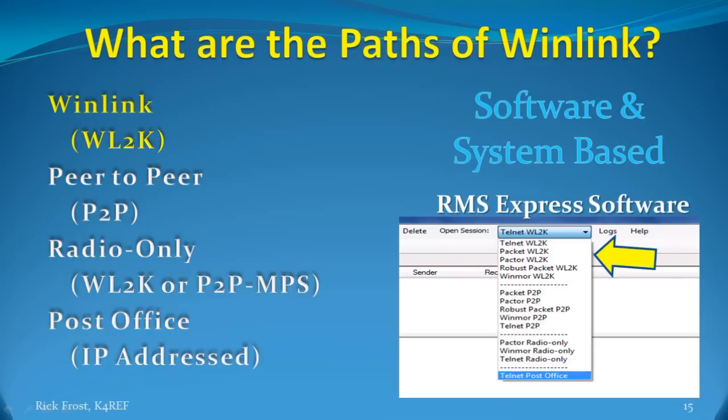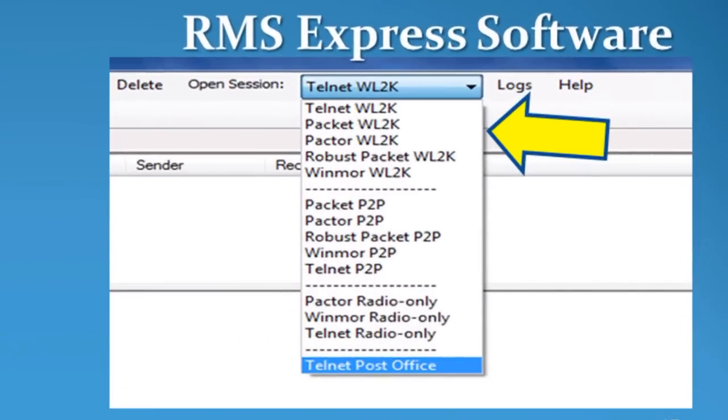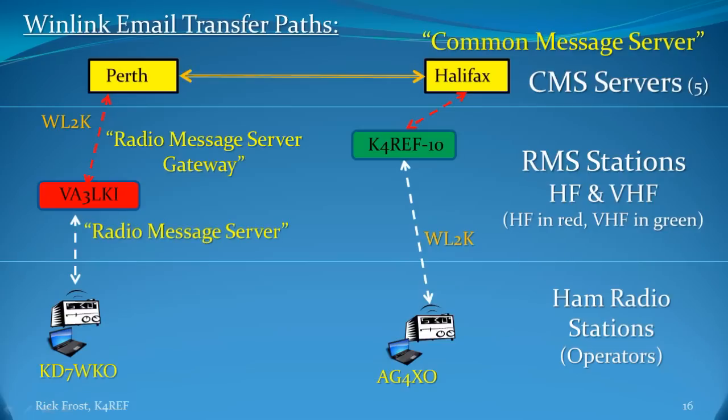The first path we want to look at is Winlink. Winlink is also referred to as WL2K. You'll notice that RMS Express has a group of sessions listed as WL2K sessions. This is a typical path of a Winlink or WL2K message. In this case, my friend Bob, KD7WKO, wants to send an email to Gary, AG4XO. Well, let's see how that's done.